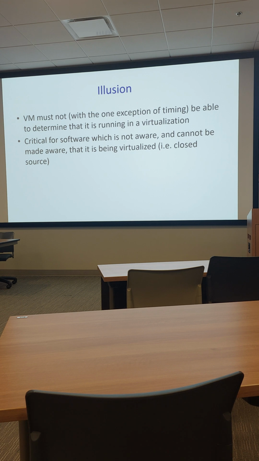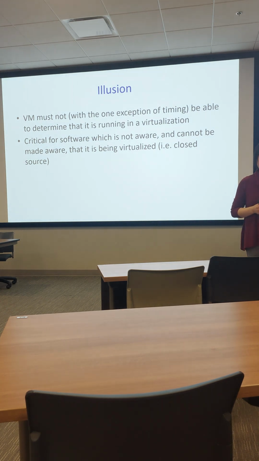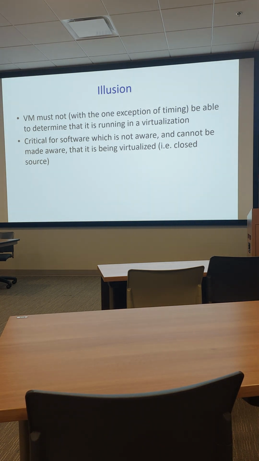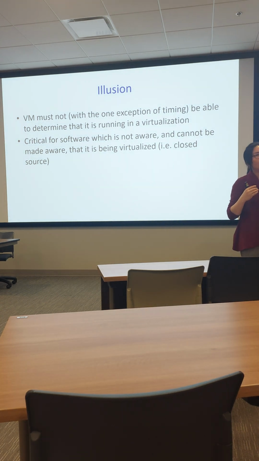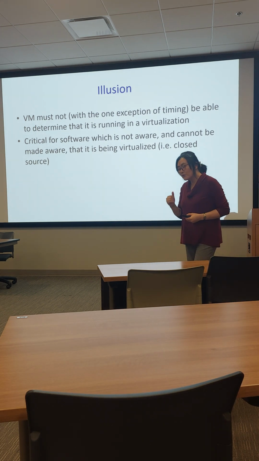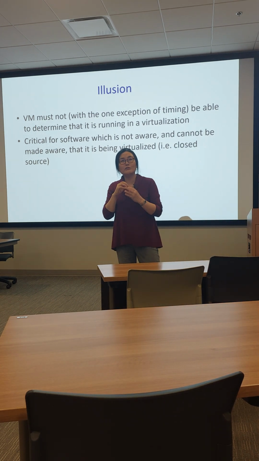Illusion means that virtual machines, which are on top of the virtualization layer, the VMM, must not be able to determine that they are running in a virtualization environment. Okay, so the illusion is like it is native. You can see that para-virtualization violates this goal. All of these goals are desirable objectives. First of all, it's a good thing to have, and it all makes good sense.